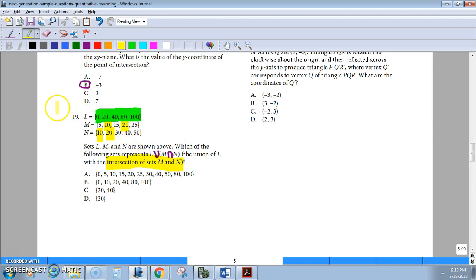So it's going to represent everything in L. So it could be 0, 20, 40, 80, 100, or it could be 10 and 20. Well, 10 and 20 are both in L anyway, so it's just going to be the set of L. So 0, 10, 20, 40, 80, 100. Okay, so did that get everything that I highlighted up there? Okay.